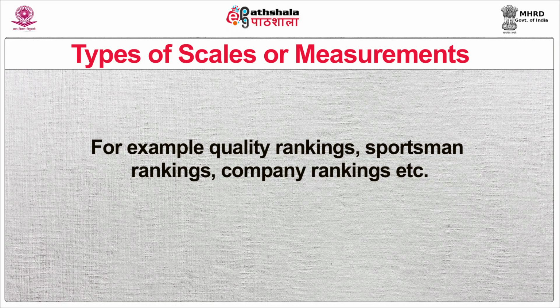The object ranked first has more of the characteristic being measured as compared to the object being ranked second, and so on. For example, quality rankings, sportsman rankings, company rankings, etc. When measured on this type of scale, the responses carry the characteristic of greater than or less than. In this kind of scale, percentile, median and percentages can be calculated on the objects being measured.